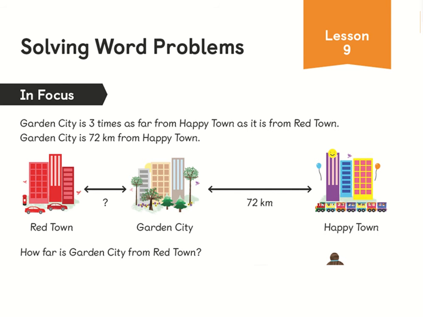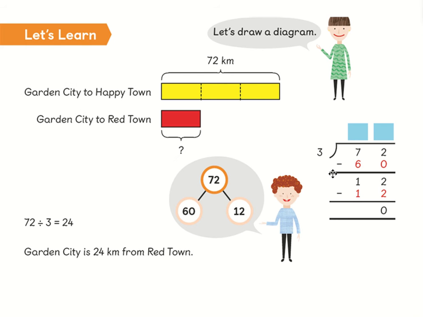Okay, so hopefully you've had a chance to think about how a bar model might help you here with this problem. So let's think about what we know. We know that Garden City to Happy Town is 3 times as far as Garden City to Red Town. So you can see it's really useful to draw out a bar because we can see we've got one unit here and we know that this is 3 times as far. So if we have the same unit here, but 1, 2, 3 times as far as this, we can represent our problem.